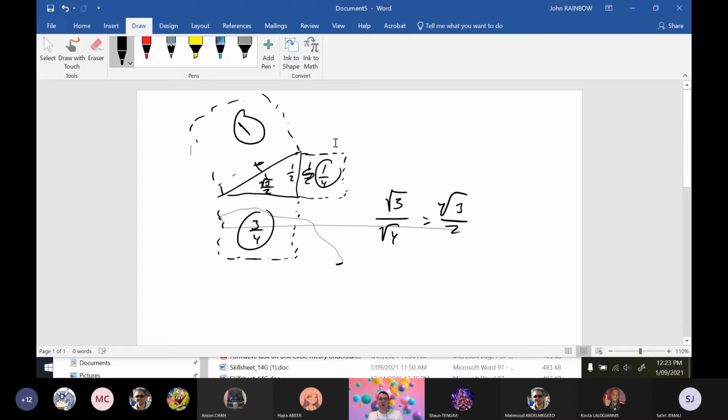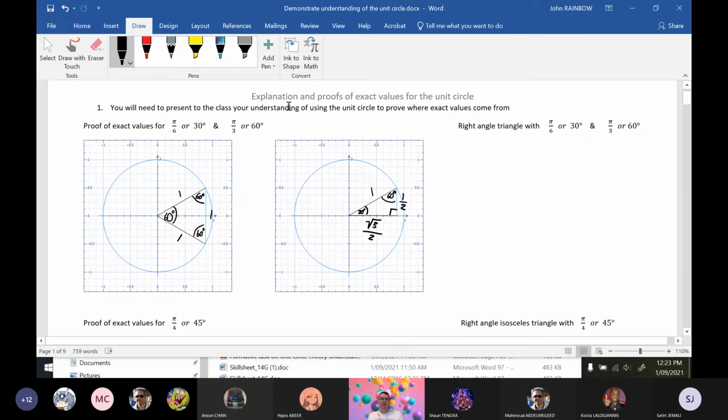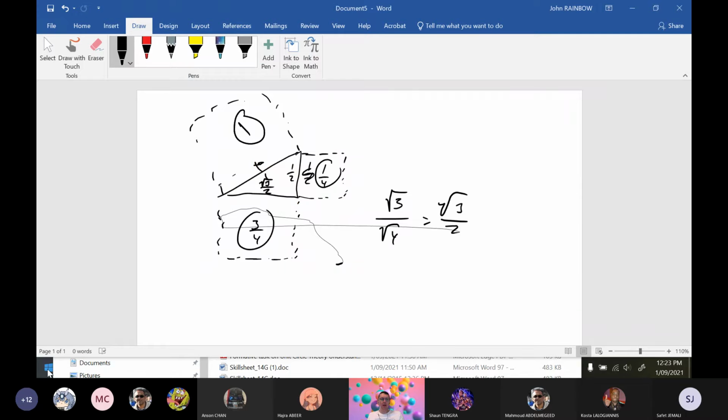And what we're trying to prove here, guys, is exact values of the unit circle. So there's a few things where we're trying to find exact values from this circle, and that's what we're going to understand. We're going to understand, you know, like why is sine 30 degrees the same as sine 150, which is a half.